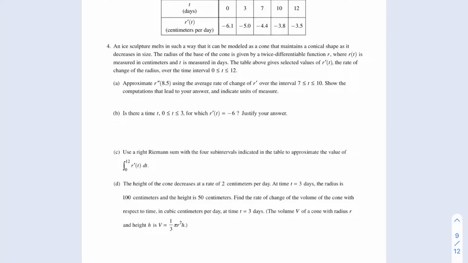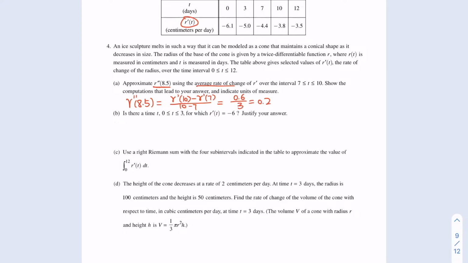This is number 4. Given the table t and r prime of t. Part A. Approximate the second derivative using the average rate between 7 and 10. So r double prime of 8.5 equals (r prime at 10 minus r prime at 7) over (10 minus 7), which gives us 0.6 over 3.